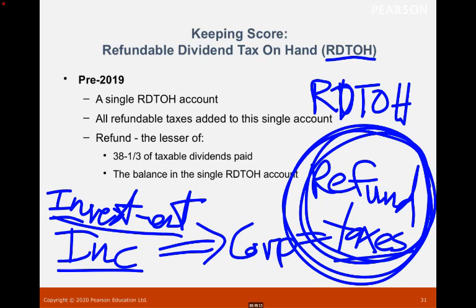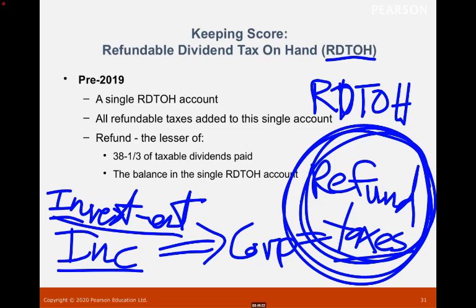Now, there's been a change to this, just to complicate things a little more. So before 2019, so this is a change for the current tax book and for the current tax rules, a company would just maintain one account for all of this. So it was more simple. We've complicated it a bit more. So all of your refundable taxes were dumped into one pool. And then your refund was the lesser of 38 1/3% of any taxable dividends you paid, or the balance left in that account. So that was pretty straightforward.